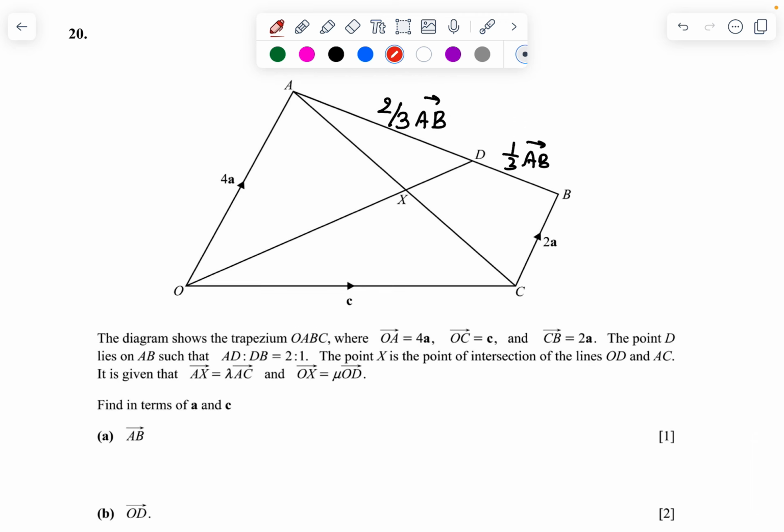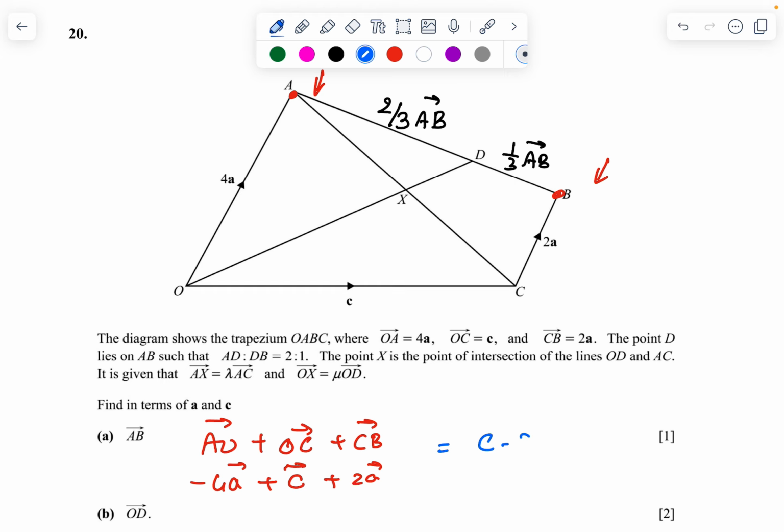So I should start at A and reach B. This should be my starting point and this should be my ending point. So I go A to O, then O to C, then C to B. A to O, I'm going in the opposite direction, therefore minus 4A, plus O to C is C, and CB is 2A. So my final answer is going to be C minus 2A. That's just one mark.